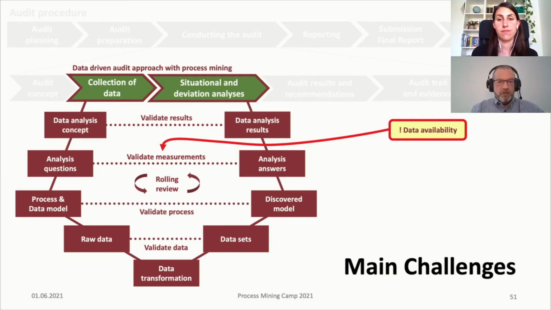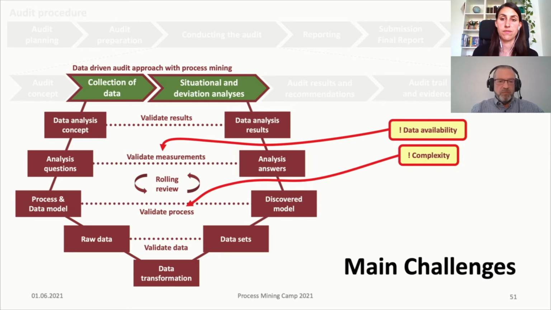The next one is what are the main challenges of these deliverables and the validation and the rolling reviews. First of all, the first main challenge was the data availability. In the second validation line, there are some analysis questions, and we want to answer them with the analysis answers, but a main aspect is the data availability. The second one is about the complexity. We get an ensured process and a data model, and could this be discovered in the model of the process mining analysis?